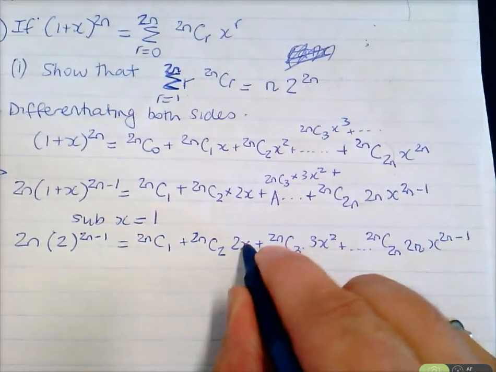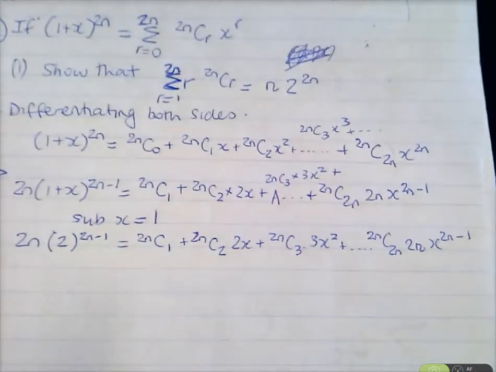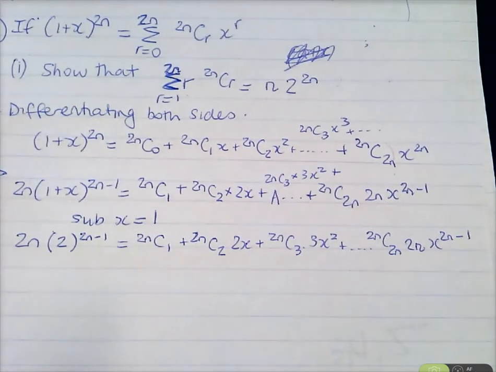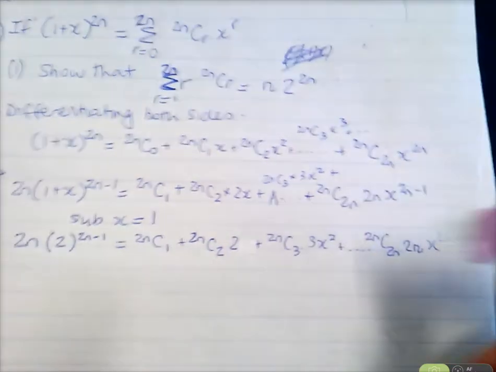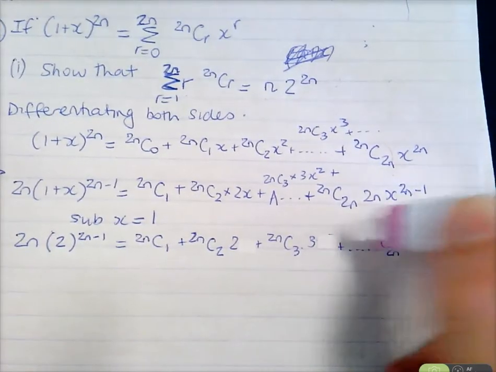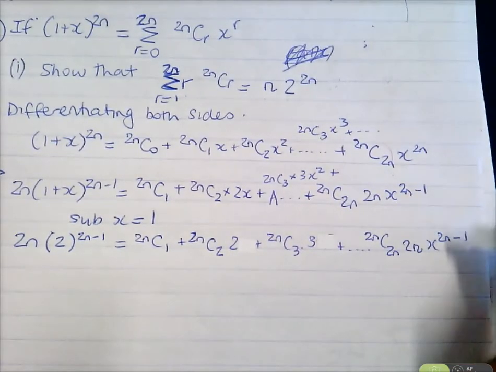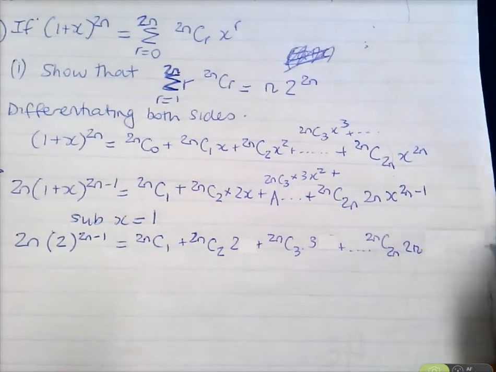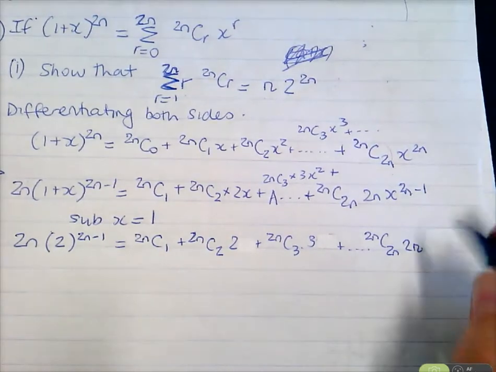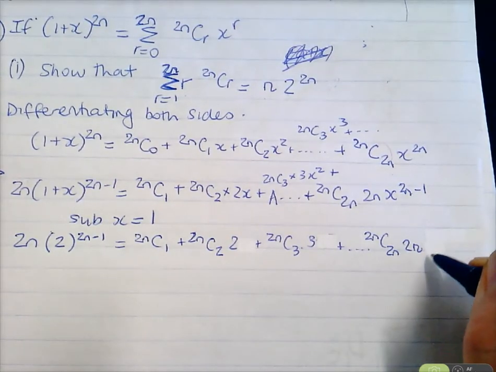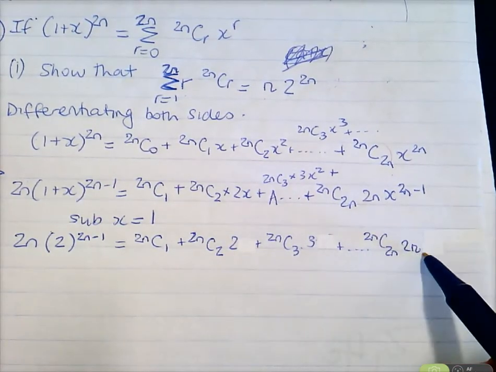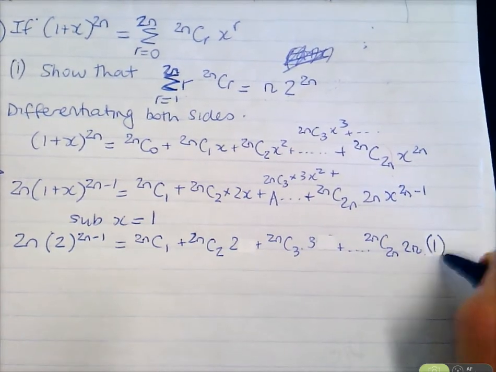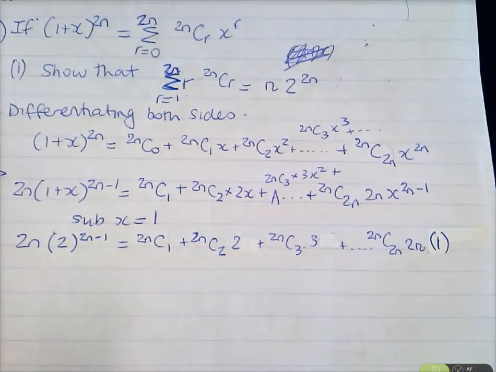So what do I get here? What do I have to get rid of? 2. Sorry, guys. Okay. So when I substitute x is 1, I lose that. I get 2nC2 times 2. Here we go, it's okay. 2nC3 times 3. And 2nC2n, 1 to the 2n minus 1 will be just 2n times 1. Do you know what I mean? 1 to the 2n minus 1 is just 1.